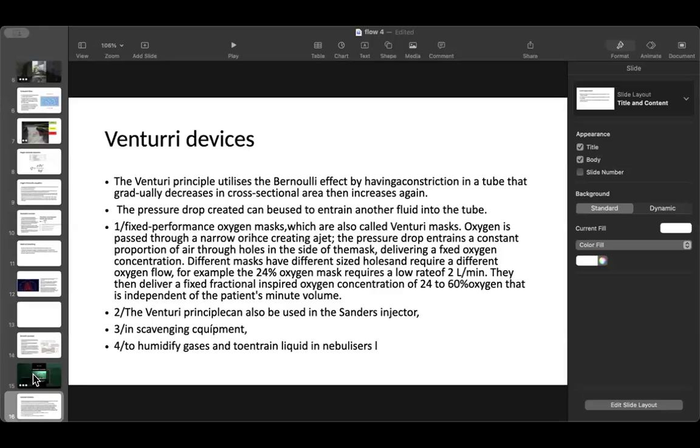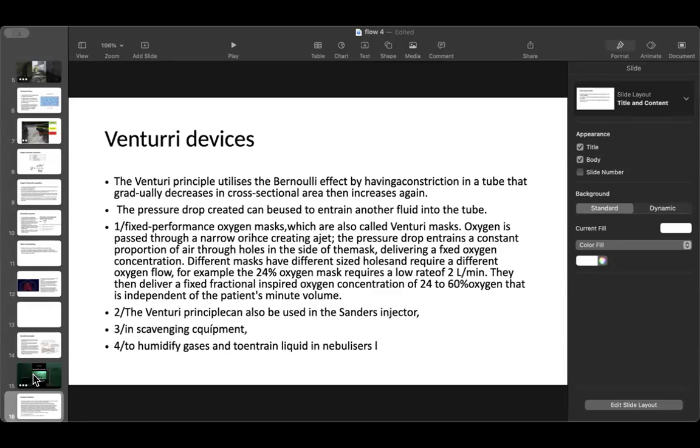So how would we use the Bernoulli principle? One of the ways to use this principle is through Venturi devices. Venturi devices use the Bernoulli effect by having a constriction in a tube that gradually decreases in cross-sectional area, then increases again. The pressure drop created can be used to entrain another fluid into the tube.